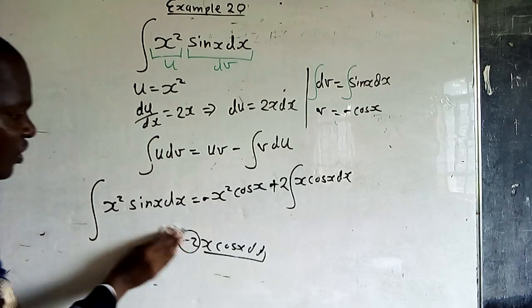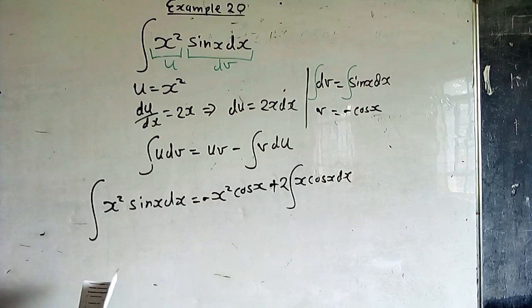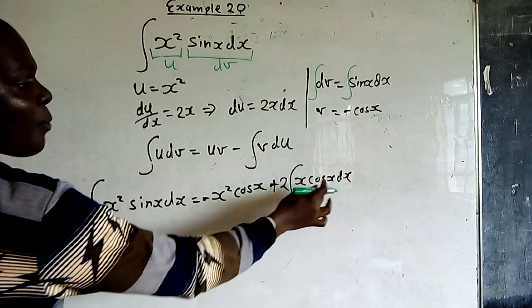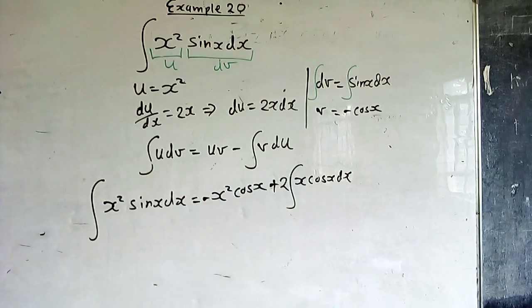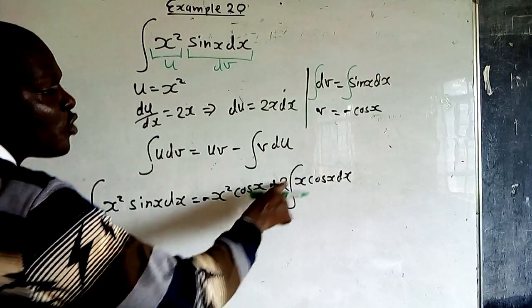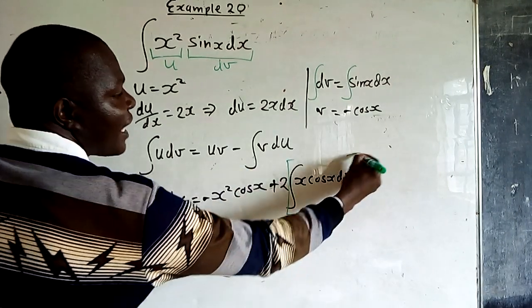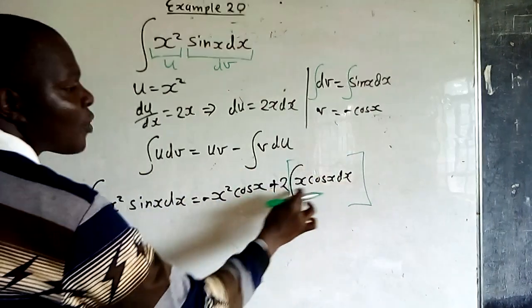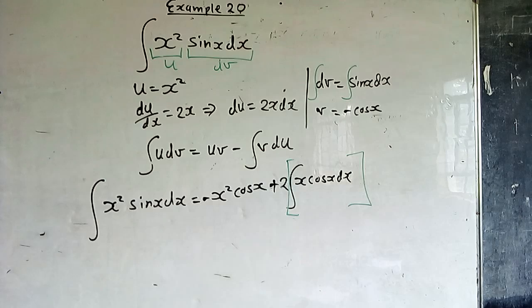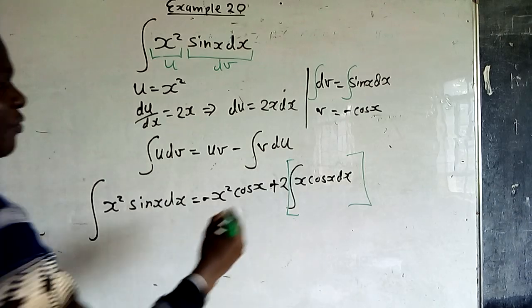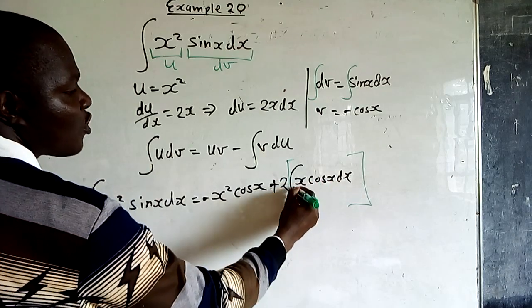Good. So you can see this one is also a product of two functions, isn't it? So you put it in bracket so that this term which is outside is going to affect everything inside, isn't it? Yes. So you now want to integrate this, so you bracket what you want to integrate. Are we together? Yes.